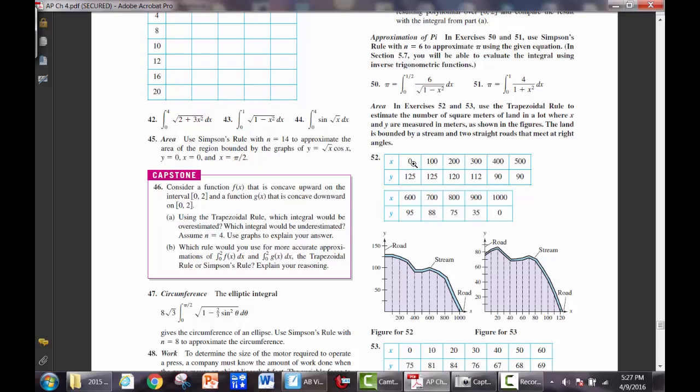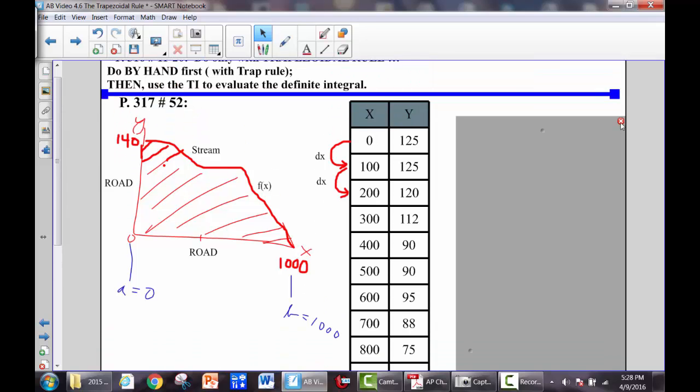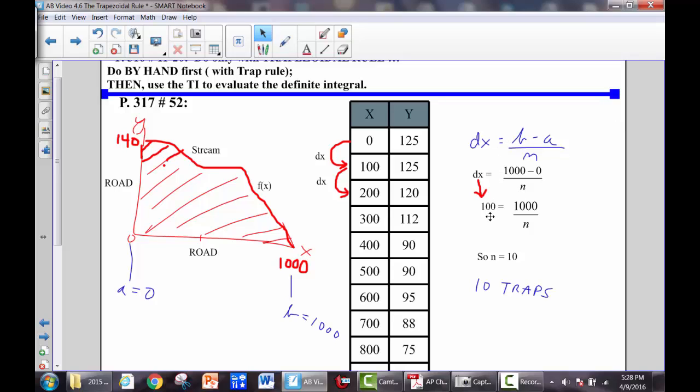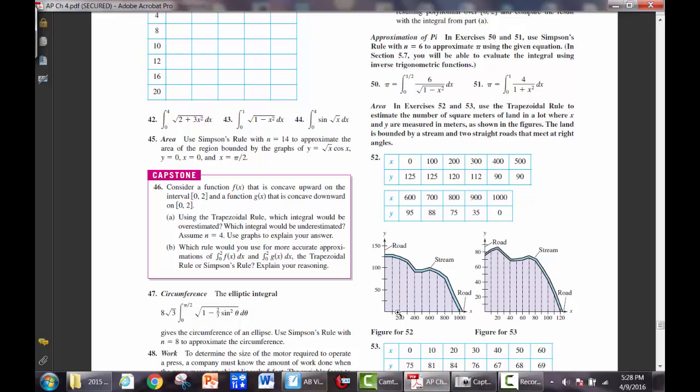Now the first thing to notice is that your x's start at 0, end at 1,000, and are going up by 100 each time. So they are equally spaced trapezoids, okay? And that's all we need, because now we wrote the table here. So what happens is your delta x, which you can tell is 100, you know is b minus a over n. You know your b is 1,000, your a is 0. So that allows you to find out that there are actually 10 trapezoids. Now you could probably count them, 1, 2, 3, 4, 5, 6, 7, 8, 9, 10. So you can actually count them.